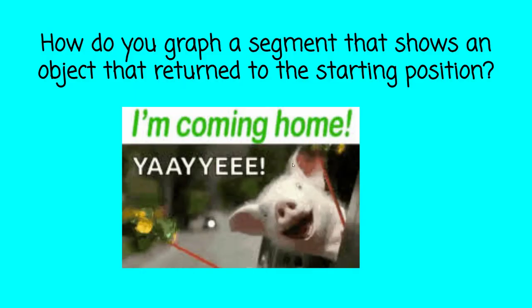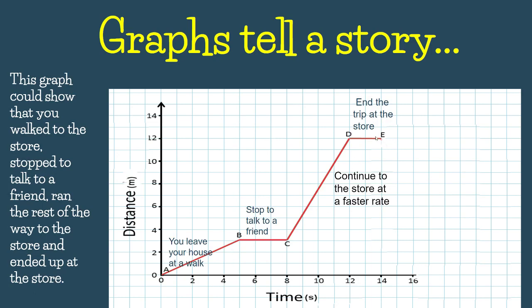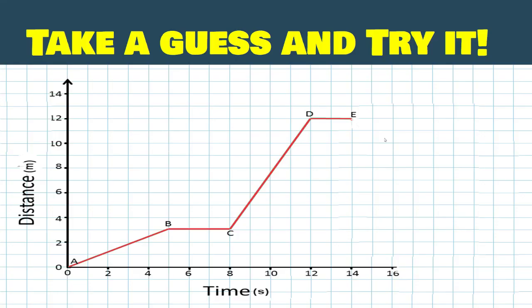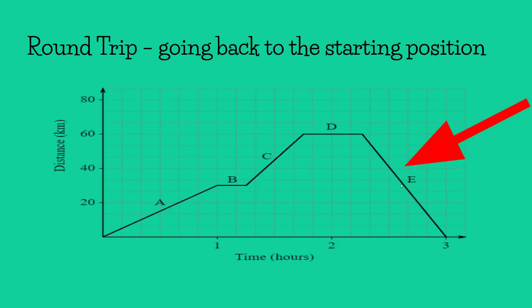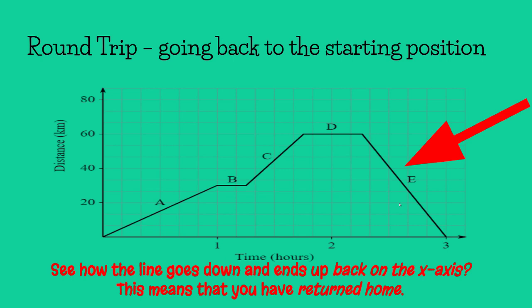Alright, so how do you graph a segment that shows the object is returning to its starting position? So what would that look like on my graph, right? So I walked to the store, and what would it look like if I went home? Well, my distance would be decreasing, and so that means it would go back down. Okay, so this would be going back home. So anytime you see this line sloping down, that just means you're returning to your starting position. So I was at some distance far away, and then my distance was 0. Well, that means that I'm right next to it. So I went back to where I started. All right, see how the line goes up and down, ends back on the x-axis. This means that we have returned home.